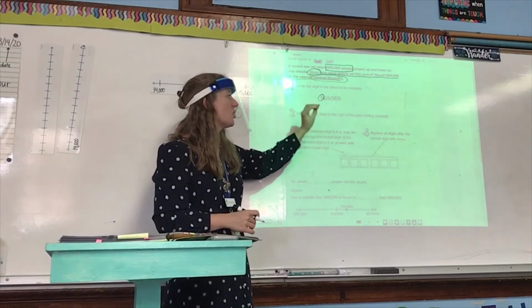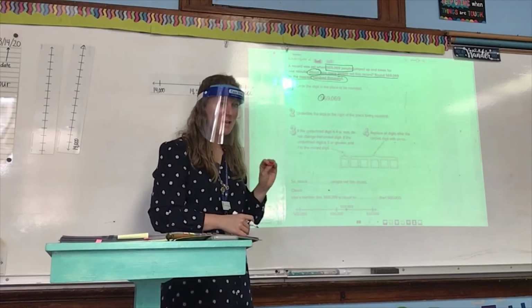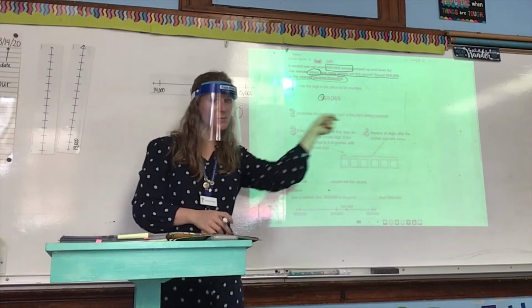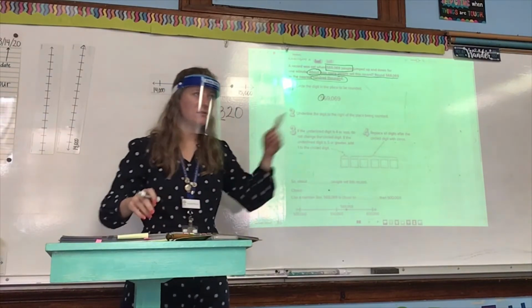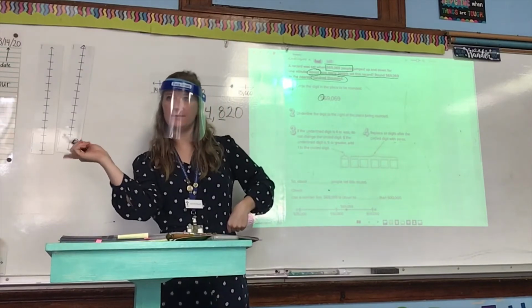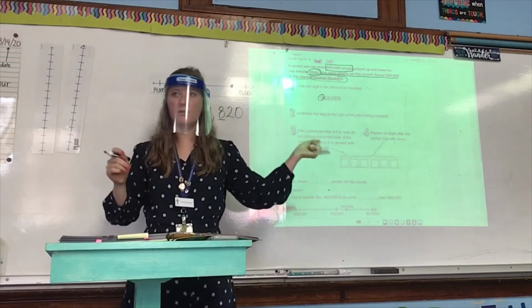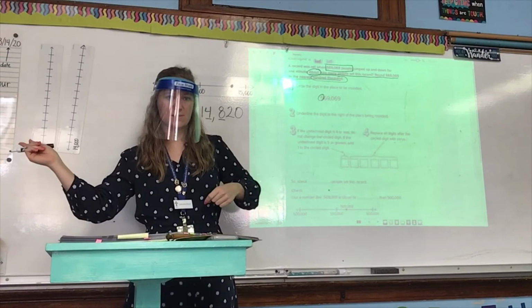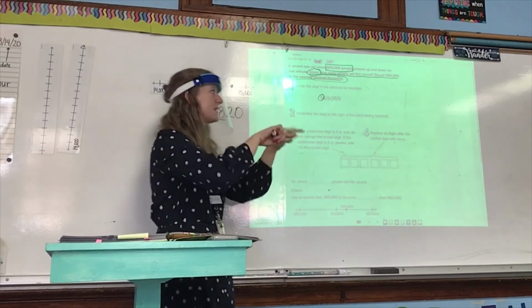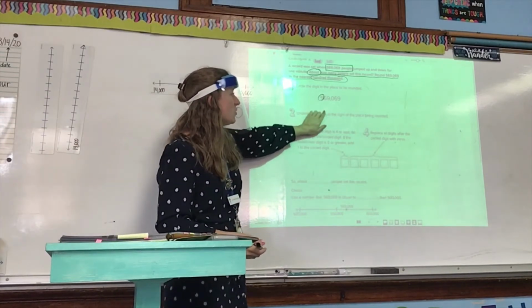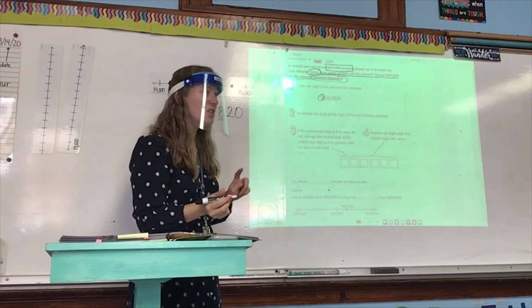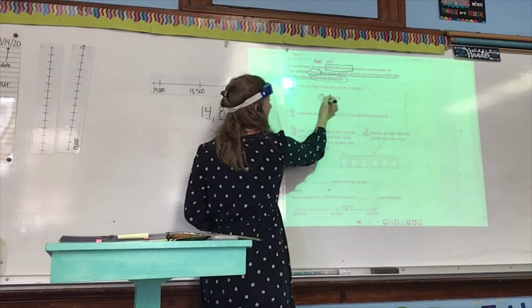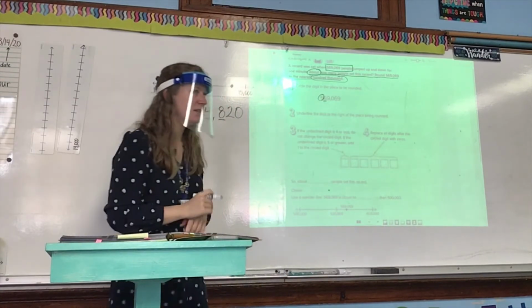Step 2. Underline the digit to the right of the place being rounded. Is the right this way, or is it this way? Point to the right. Good. The right is this way. I'm going to underline the digit that is right next to our circle digit to the right. So in this case, it's a 6.